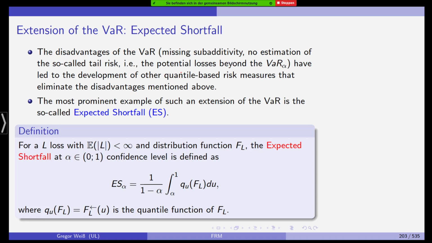So how is it defined? We again start with the loss distribution L. We assume that it has finite expectation, so the expected value is smaller than infinity. It's finite. We have a distribution function F_L, and the expected shortfall at confidence level alpha is then defined as 1 over 1 minus alpha times an integral of the quantile function. Q_u is the quantile function.